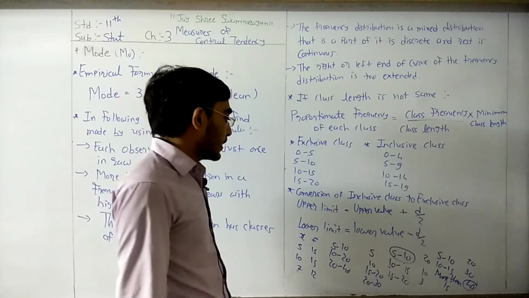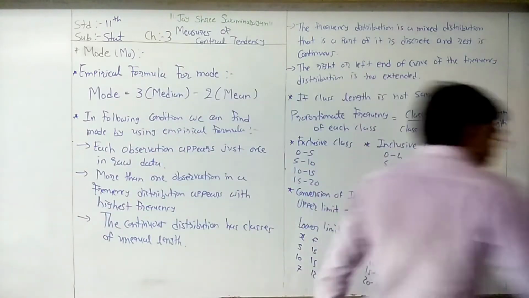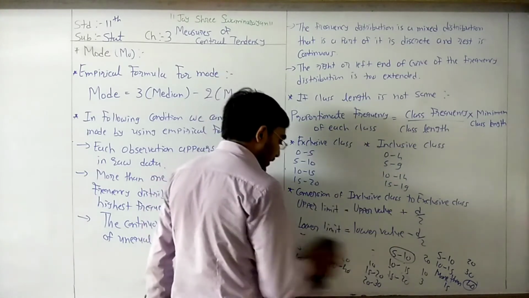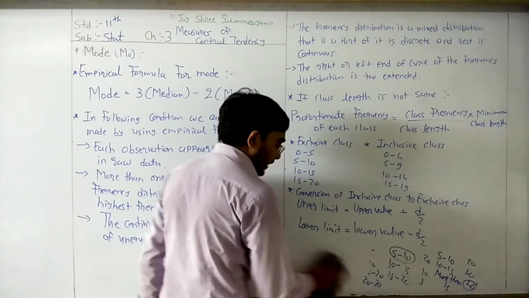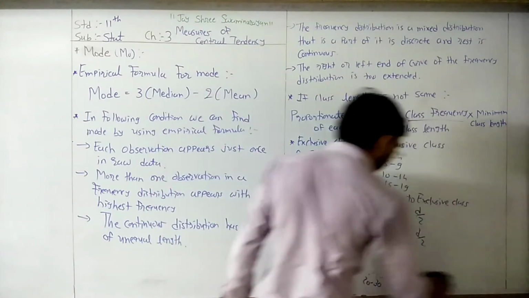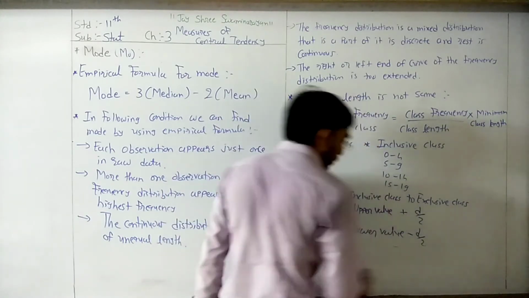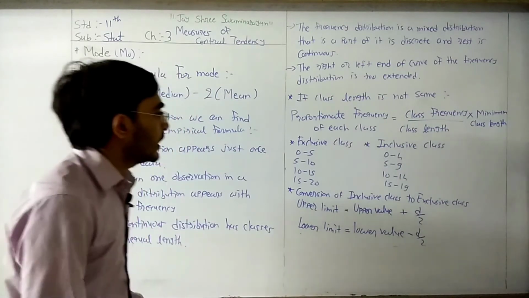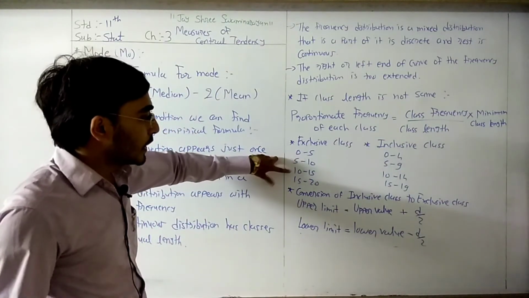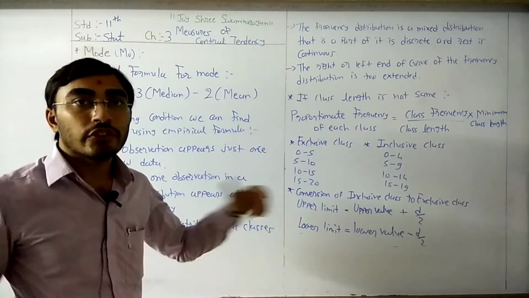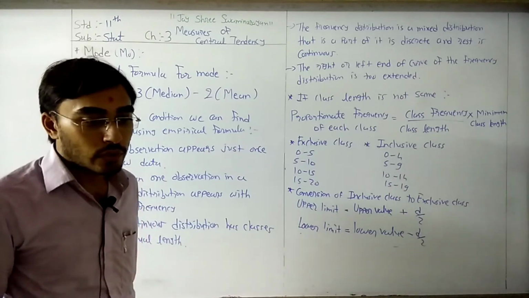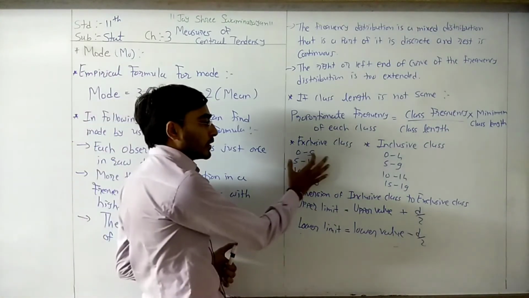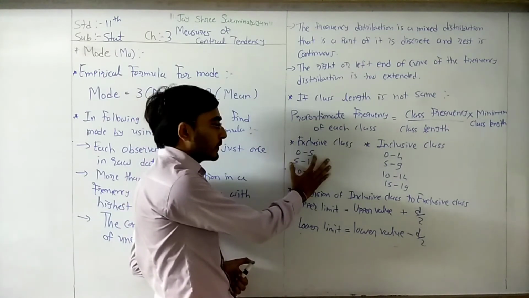Two more things that we need to understand here: exclusive class and inclusive class. Maybe you already learned these things in standard 9 and 10. What is an exclusive class and an inclusive class? These are the two types of class. 0 to 5, 5 to 10, 10 to 15, 15 to 20. This is an exclusive class.